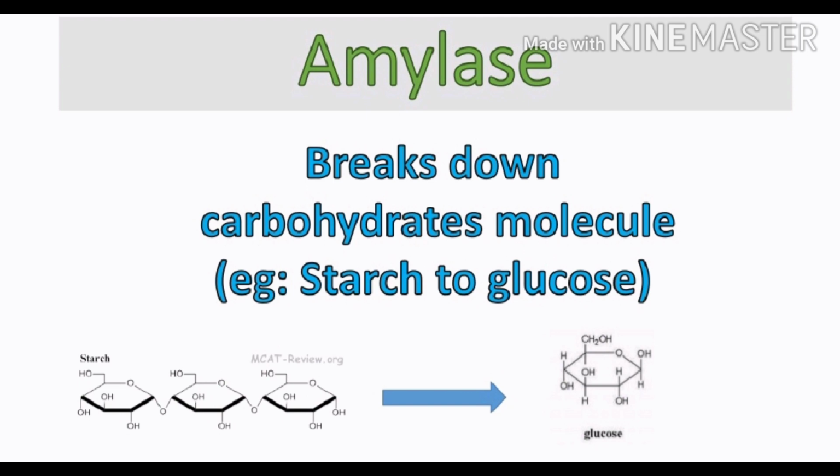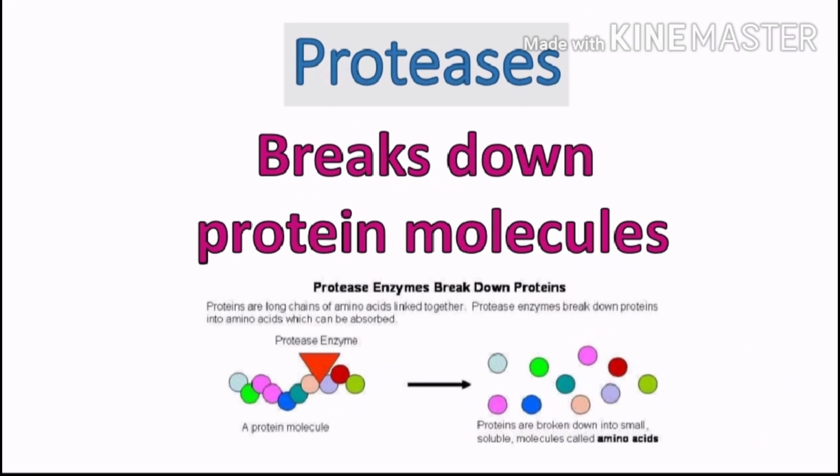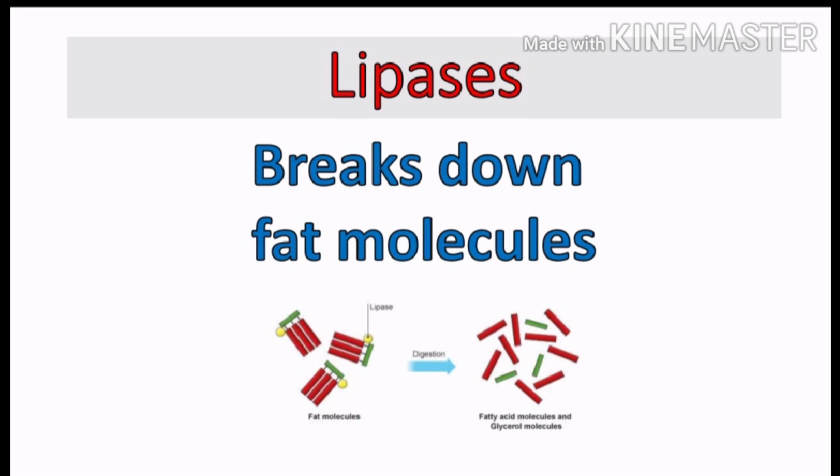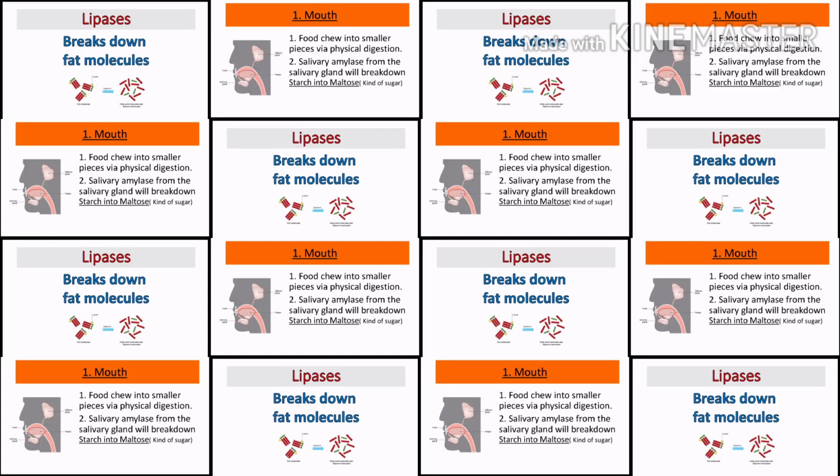Actually, amylase breaks down carbohydrate molecules, that is starch, into glucose. Enzyme protease breaks down protein molecules. Protease enzyme breaks down proteins. You see in the diagram. Also, lipase breaks down fat molecules into fatty acids and glycerol.